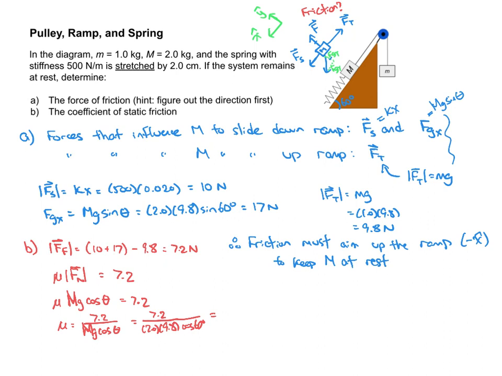So looks like that's just going to be 7.2 over 9.8. Because the 2 and the cos 60, cos 60 is a half, so 2 times a half, they cancel each other out. Okay, so this is giving me a value of 0.73. So the coefficient of static friction must be at least, it can be higher, but it's got to be at least 0.73 to keep this all at rest.